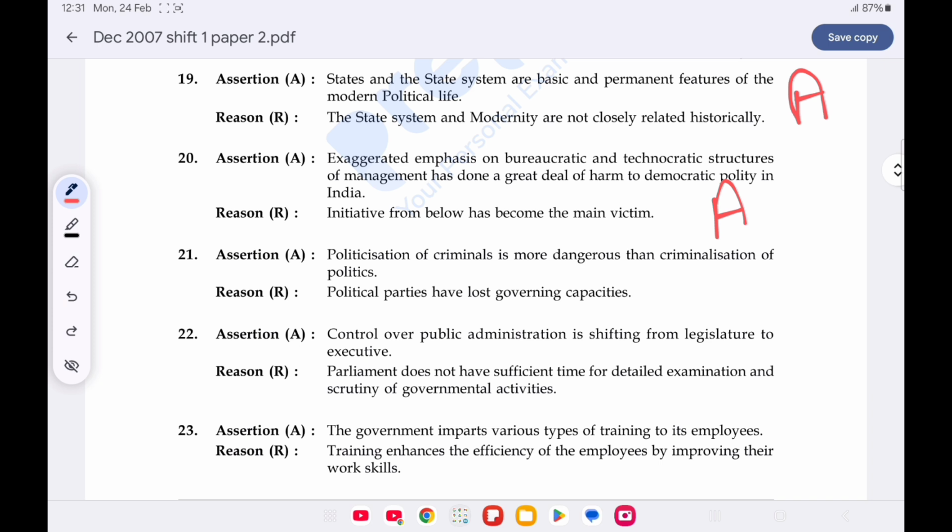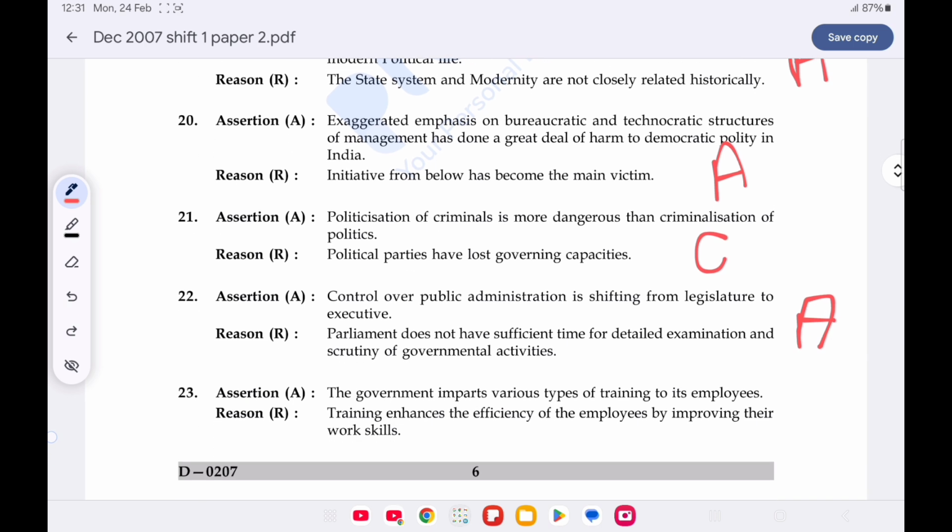Question number 21. Politicalization of criminals is more dangerous than criminalization of politics. Reason. Political parties have lost governing capacity. Option C is correct as A is true and R is false. Question number 22. Assertion. Control over public administration is shifting from legislature to executive. Reason. Parliament does not have sufficient time for detailed examination and scrutiny of government activities. Option A is correct. Both the statements are true and correct explanation of each other.